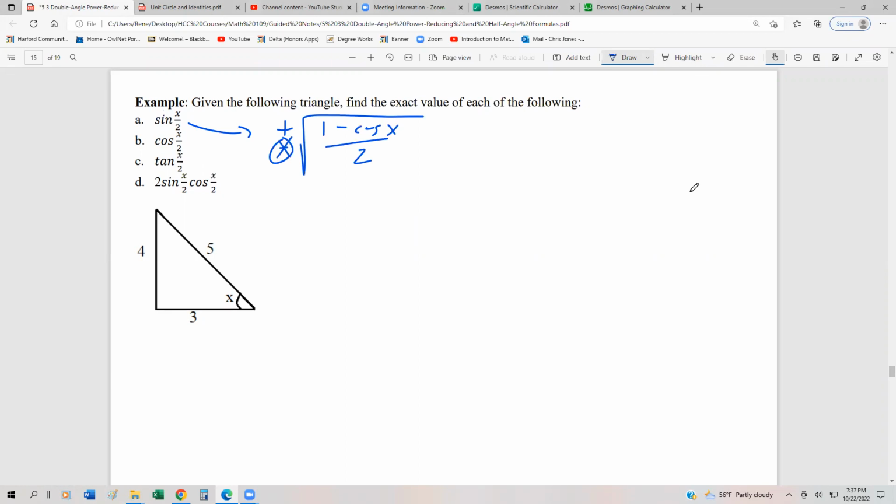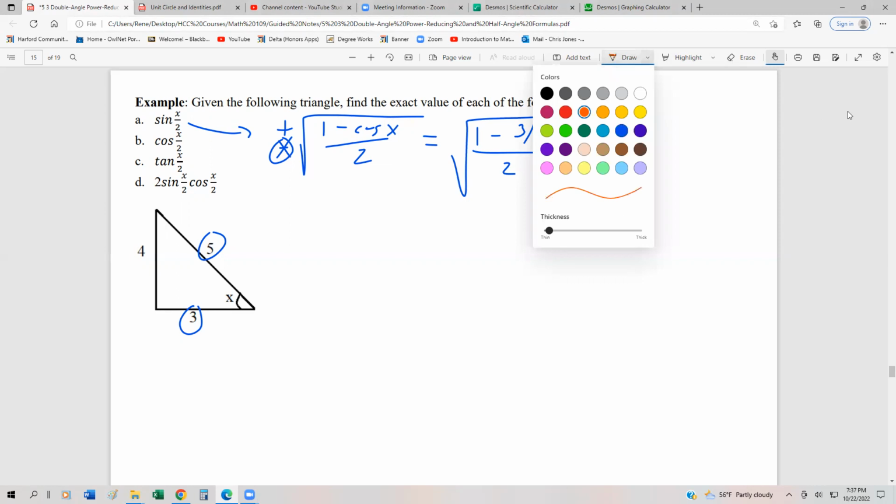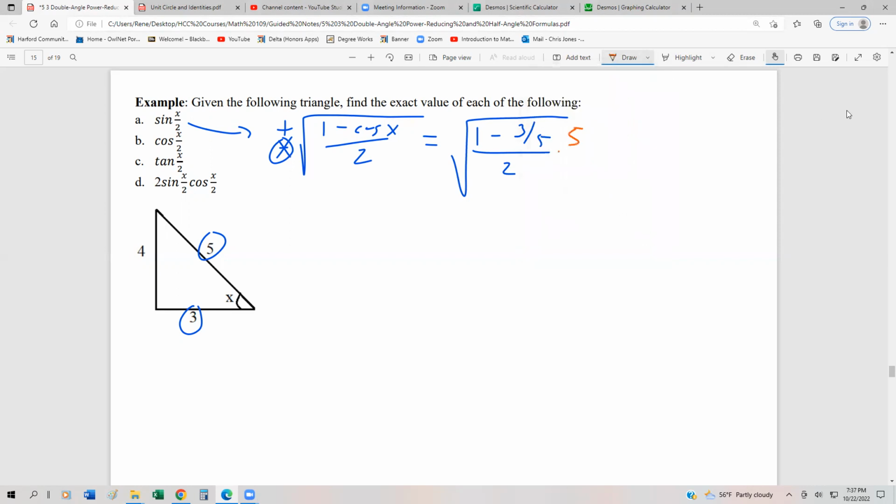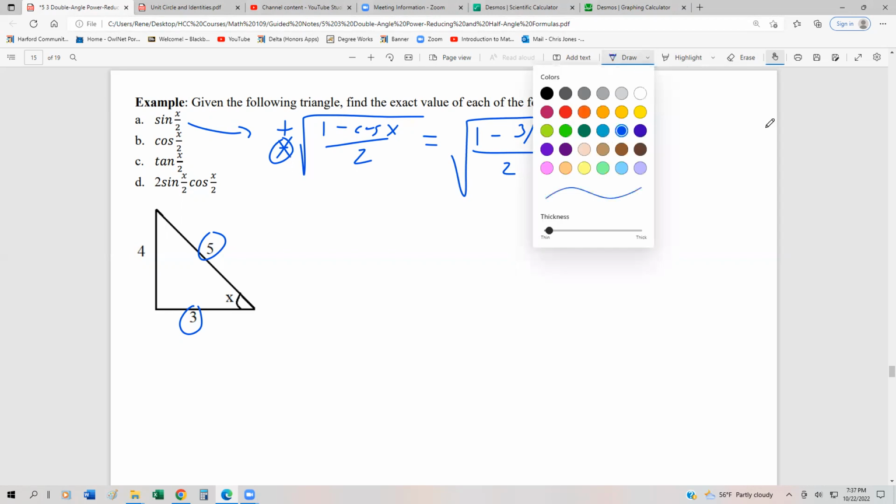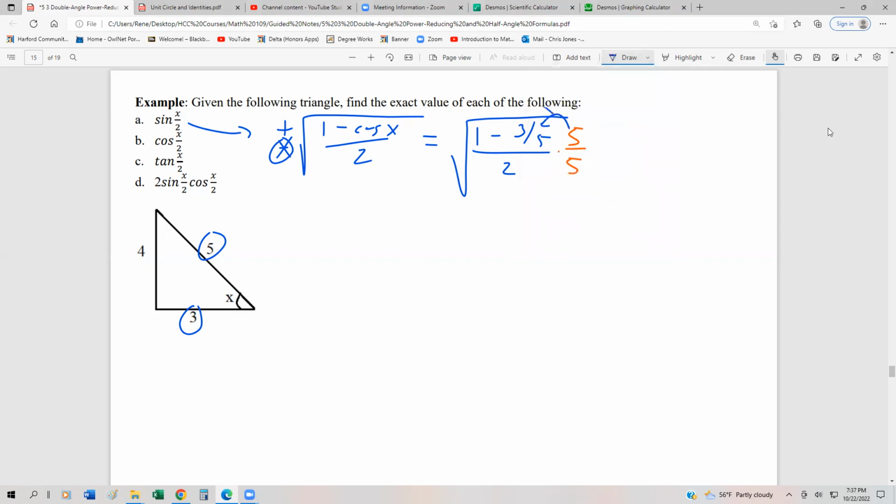The cosine is going to be the adjacent over the hypotenuse. And so this is going to be equal to the square root of 1 minus 3/5, divided by 2. To be able to simplify this, we're going to use that trick, just like we've done a number of times. We're going to multiply the numerator and denominator by the same number. Okay, so let's multiply by 5 over 5, and what that'll do is distribute that 5 to both of these terms.